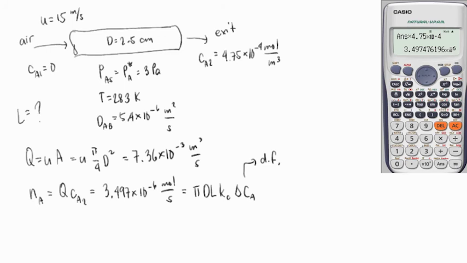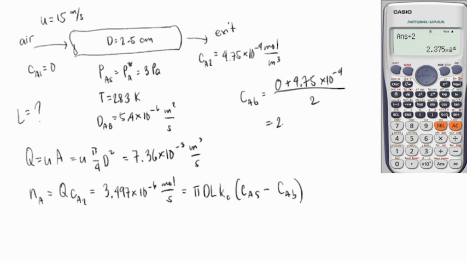With that, let us define our delta Ca as the concentration of naphthalene at the surface of the pipe minus the concentration of naphthalene in the bulk. The bulk concentration of naphthalene is simply the average of the concentration at the inlet and at the outlet. Okay, solving for Ca bulk, that is simply 0 plus 4.75 times 10 raised to negative 4 over 2. That is 2.375 times 10 raised to negative 4 mole per cubic meter.